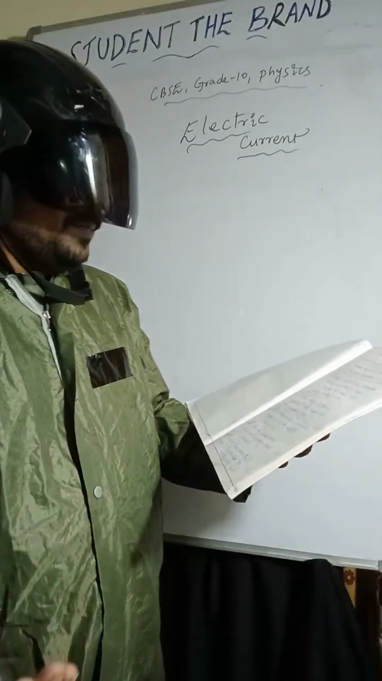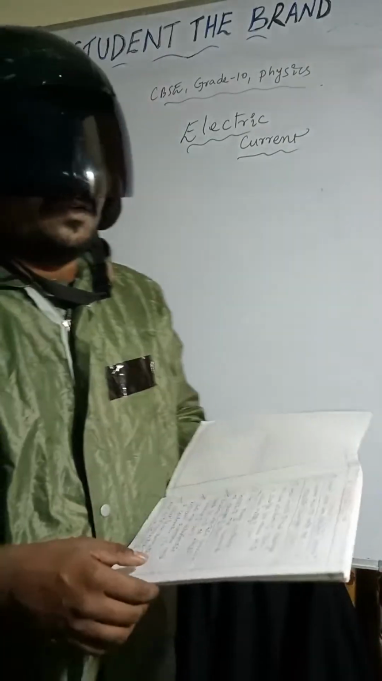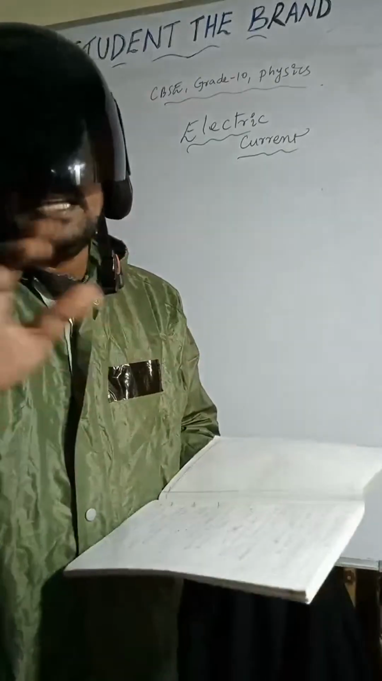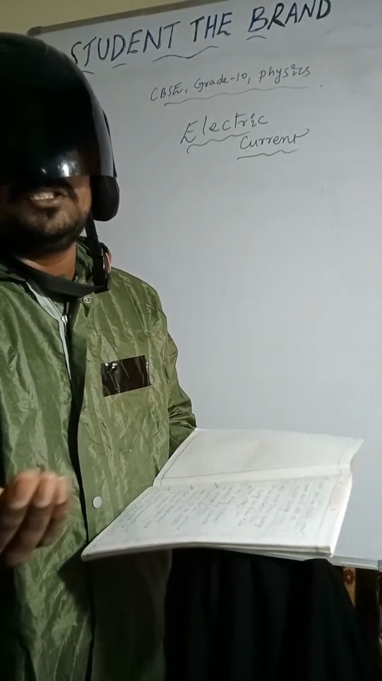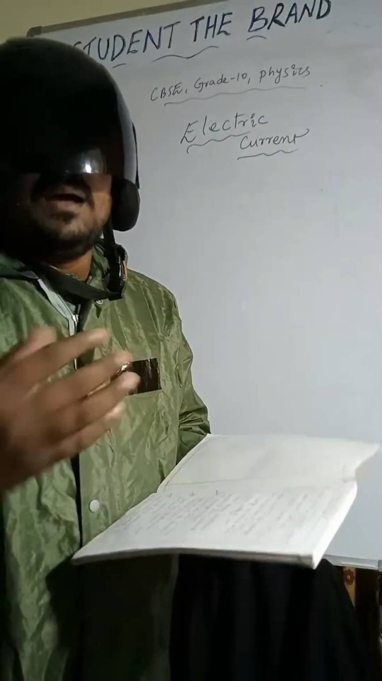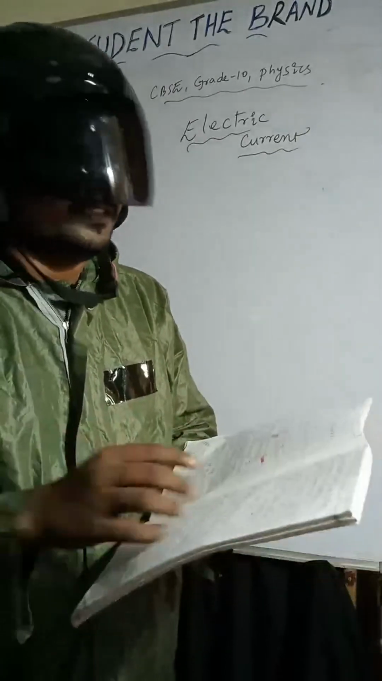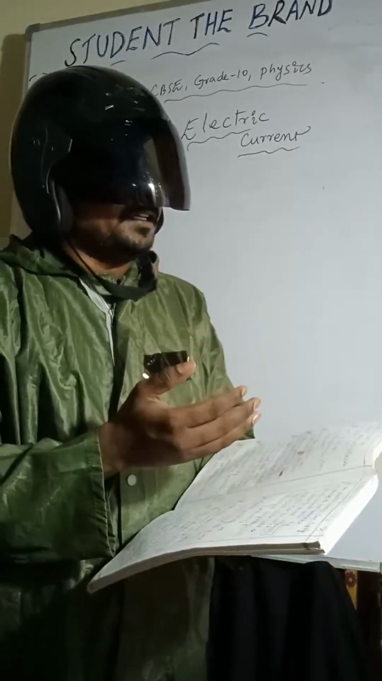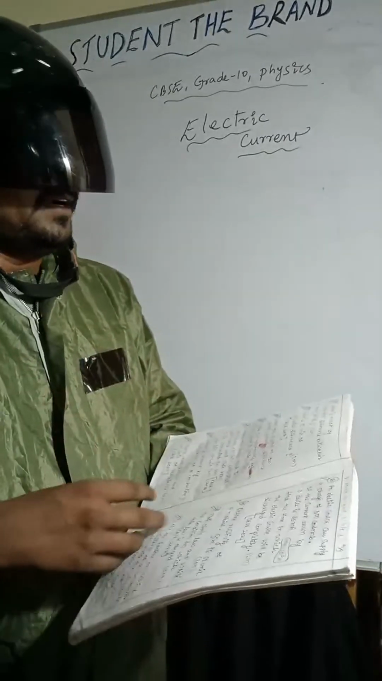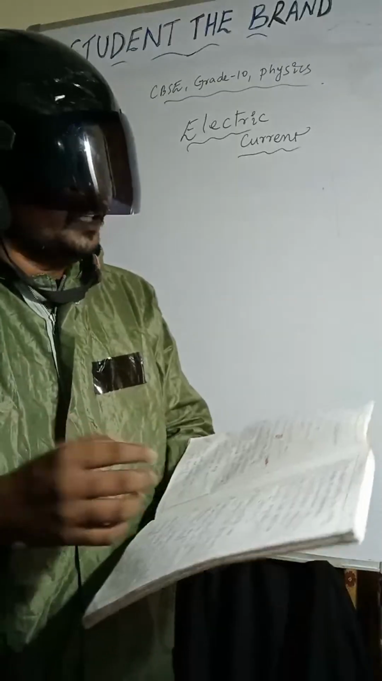So what is an ammeter and how is it connected in a circuit? I already explained it. What is an ammeter? Ammeter is the device which is used to measure the electric current. Ammeter is connected in series combination. And coming to the potential difference, voltmeter is the device which is used to measure the potential difference.